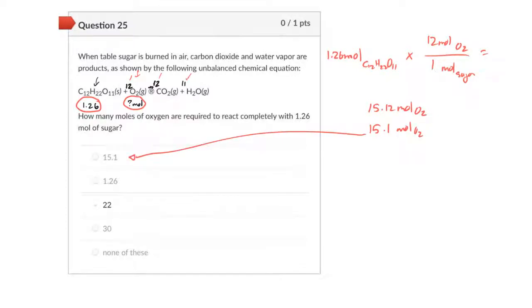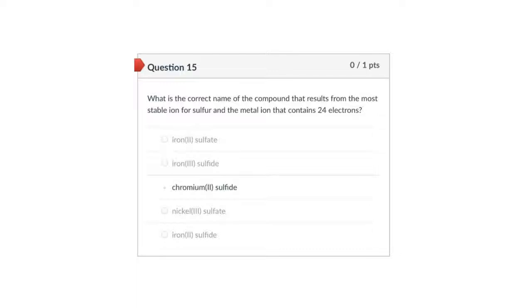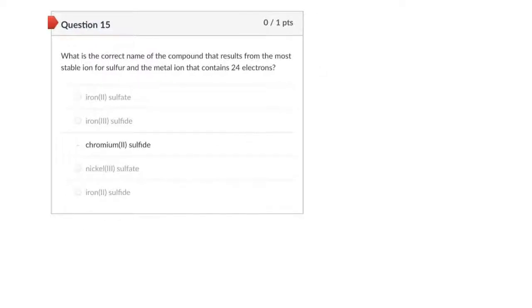That guy right there. Another question, what's the correct name for the compound that results from the most stable ion for sulfur and the metal ion containing 24 electrons? So 24 electrons, that's chromium. So chromium, and it does a 3 plus and a 2 plus. So the chromium is either a 3 plus or a 2 plus, but the most stable one is always the first one.